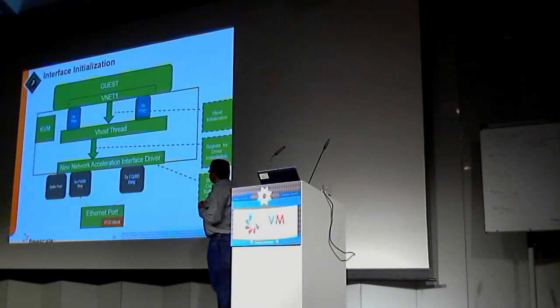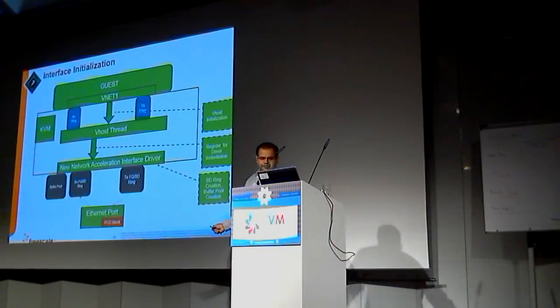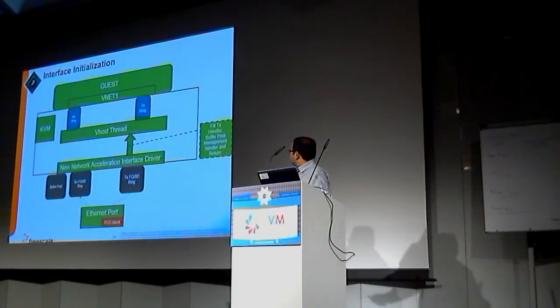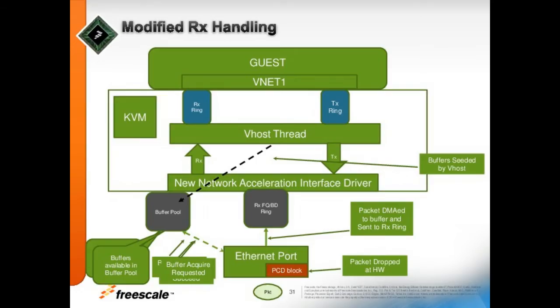Okay, so this slide shows how the Vhost-net driver is going to interface with the new driver that we are proposing. This is the TX side, where when you receive the packet, you can transfer it directly from the TX frame queue to the TX ring. This would be done using the TX function handler registered by the vhost thread, because the vhost thread is the one interfacing with the TX ring, which is used by the guest virtual NIC, right?